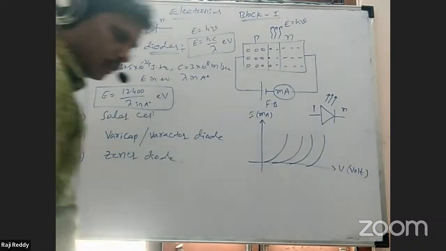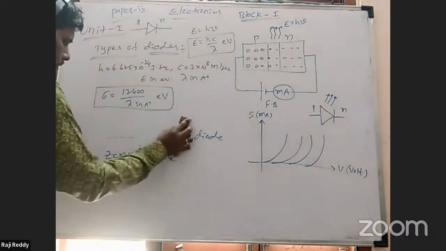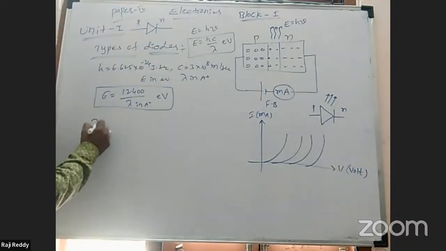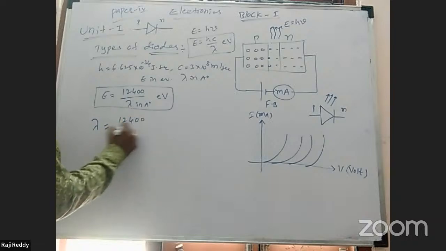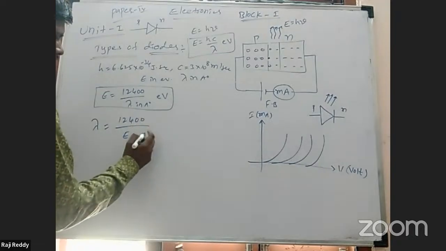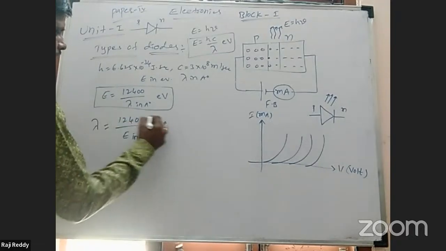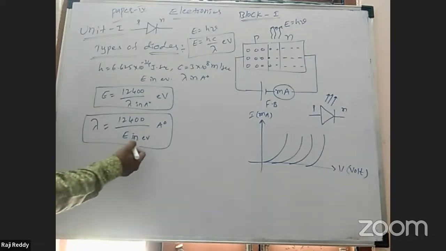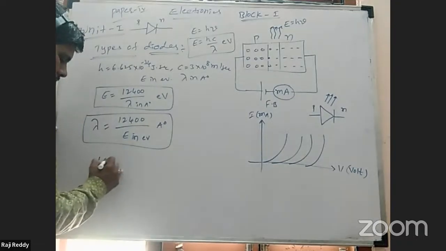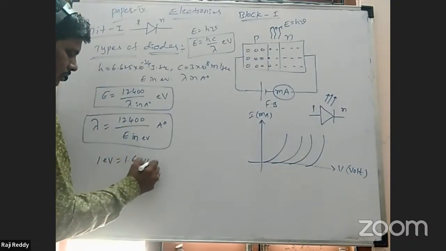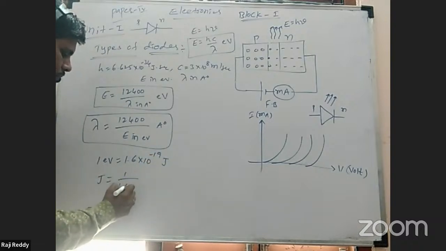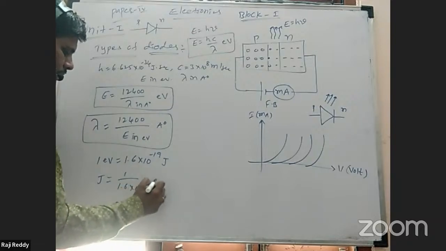If you want to find the wavelength, you can take it from this only. Lambda is equal to 12,400 by E, where E is in electron volt. Then lambda we get finally in terms of angstroms. Or else you can convert electron volt to joules: 1 electron volt is 1.6 × 10^-19 joule, or 1 joule is equal to 1 by 1.6 × 10^-19 electron volt.